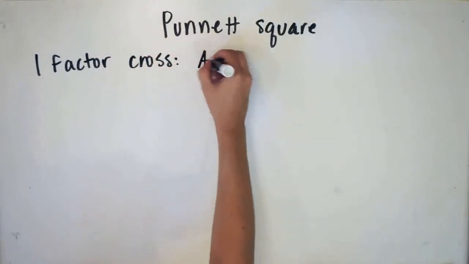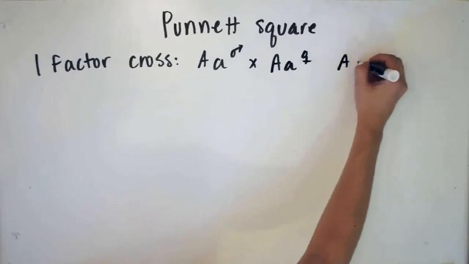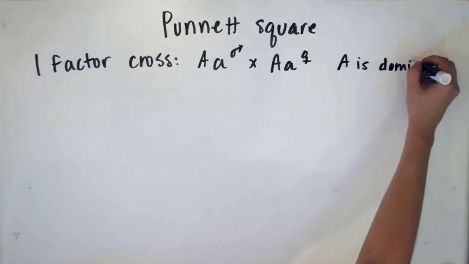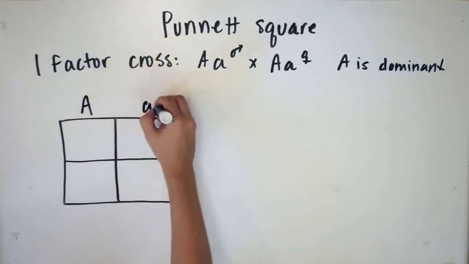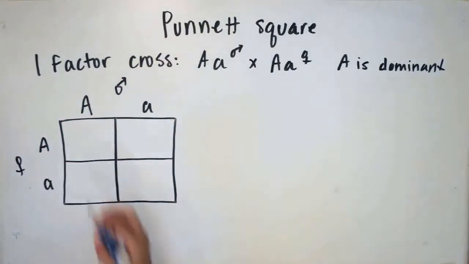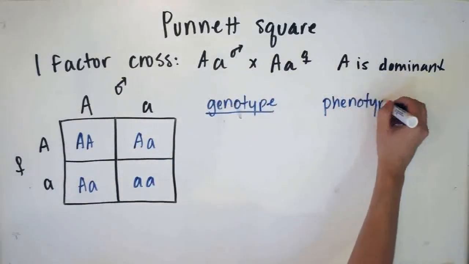Let's start out with a basic one-factor cross in which both parents are heterozygous for gene A. In this scenario, the allele big A is dominant to little a. Since we only have one gene, the allele combinations are simple, and the potential offspring are shown in the box in blue. First, let's look at the probability of these results.